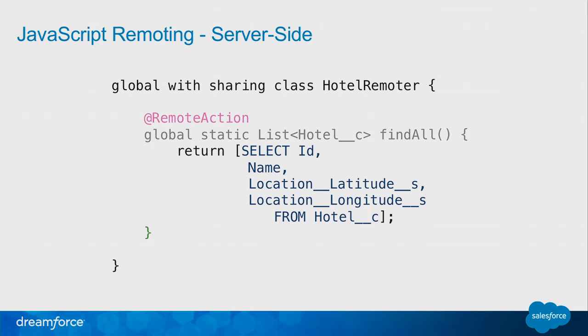This is the server side. So this is our Apex controller. We've got a hotel remoter controller. You can see that in here we've got a method called findAll. It's going to return us a list of hotels. Probably wouldn't do this in real life, but it's a good example for now.